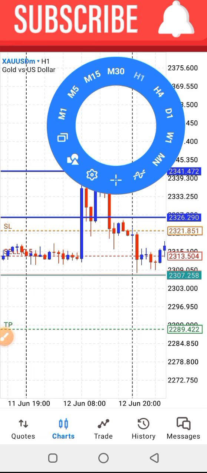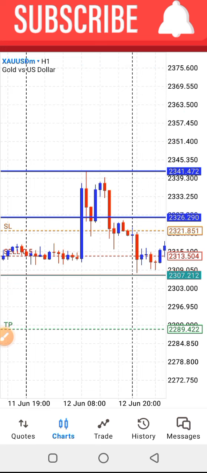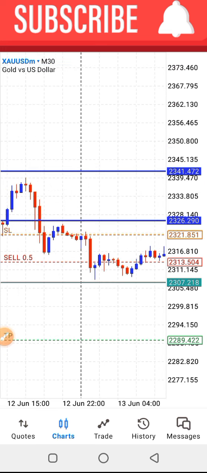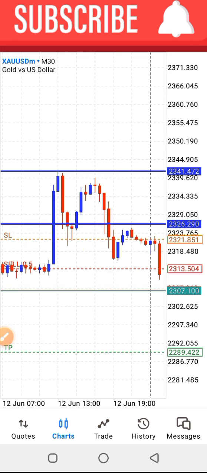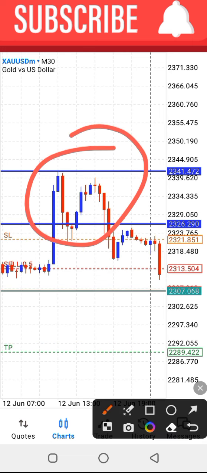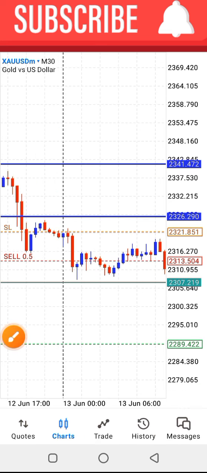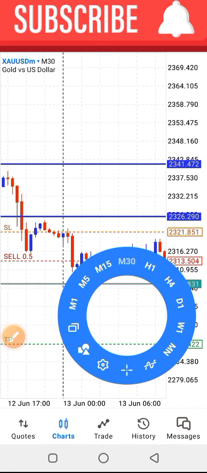I actually entered my trade on the 15 minutes, so let me just scale down to 30 minutes. On the 30 minutes time frame, we can also see bearish momentum. This is the same double top which we saw on H1, still the same right here. So I entered my trade on the 15 minutes time frame.